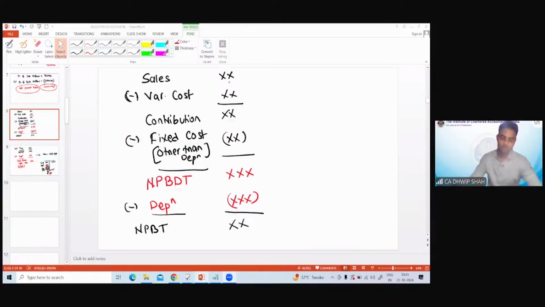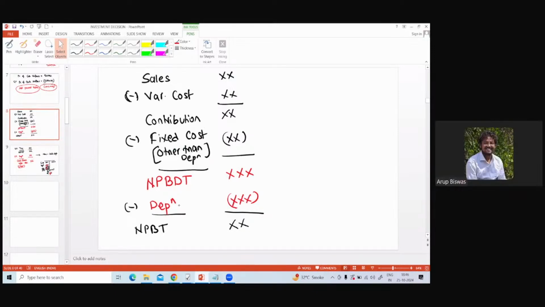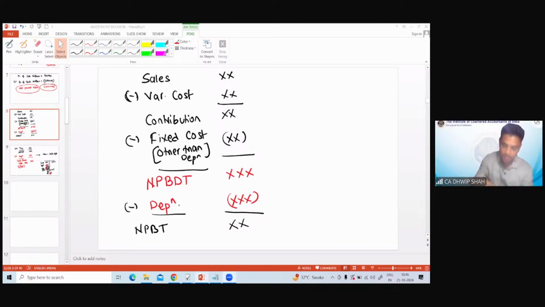Okay, I will explain from contribution. So sales minus variable cost is contribution. And after that, we subtract all the fixed cost. See, as far as SLM is concerned, depreciation is also a fixed cost. The amount keeps on varying depending on the method of depreciation that you follow, but depreciation would be there every year. So here, I took all the fixed cost other than depreciation, because I'm subtracting depreciation afterwards.